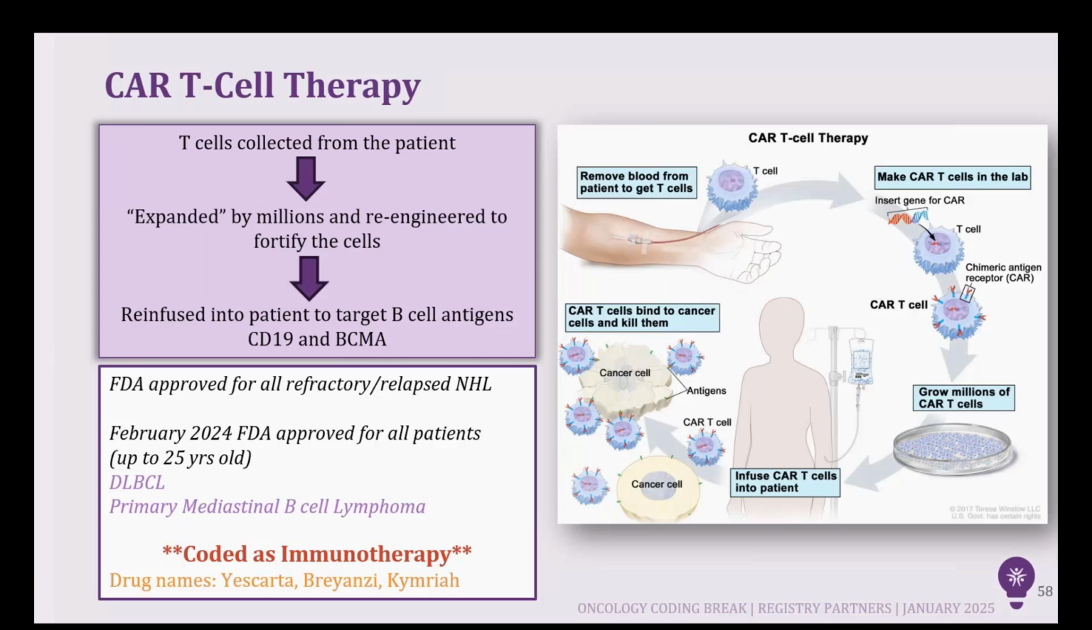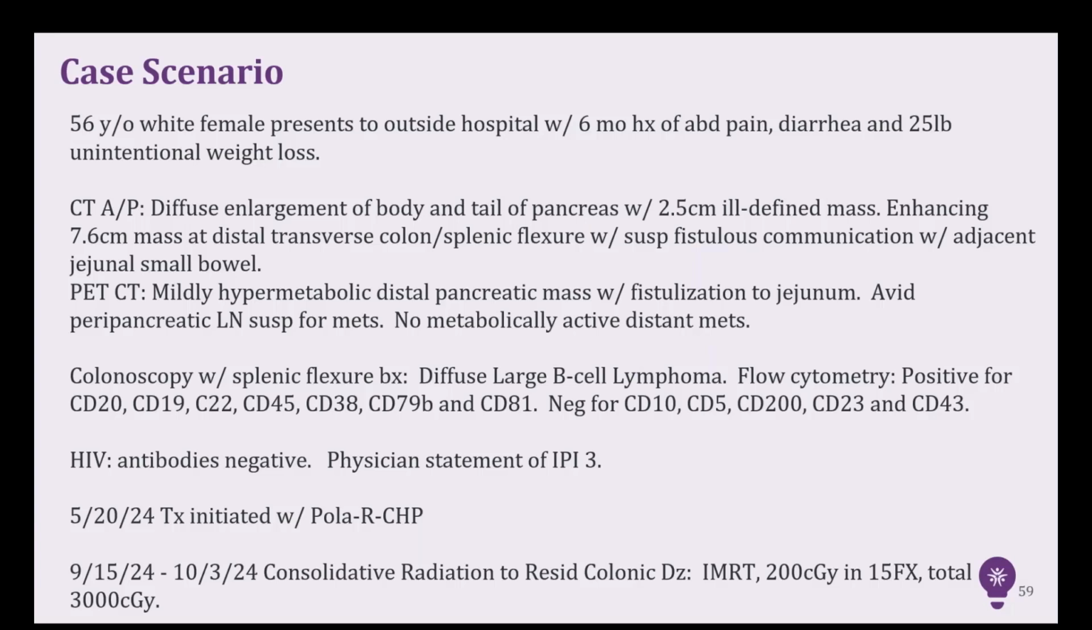So we have a 56-year-old white female who presents to the outside hospital with 6 months history of abdominal pain, diarrhea, and weight loss. So the first thing the physicians will do is imaging, which notices a diffuse enlargement of the body and tail of the pancreas with a 2.5 centimeter ill-defined mass. Another enhancing 7.6 centimeter mass at the distal transverse colon splenic flexure with a suspicious fistulous communication with adjacent jejunal small bowel. The PET shows mildly hypermetabolic distal pancreatic mass with fistulization to the jejunum, avid peripancreatic lymph node suspicious for mets.